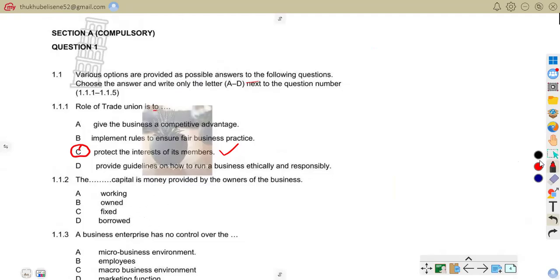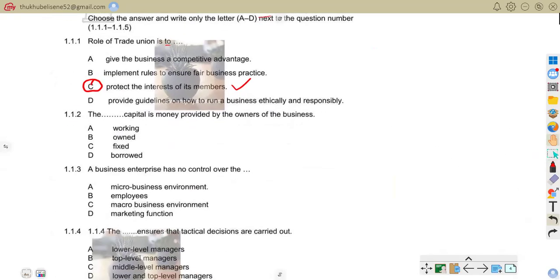C is correct. Now let us go to 1.1.2, which says the dash capital is money provided by the owners of the business. We are given these 4 options: working, owned, fixed, and borrowed. The correct answer is B, owned capital. Owned capital is the funds or assets owned by a business or individual used for investment or operations. So the correct answer is B.